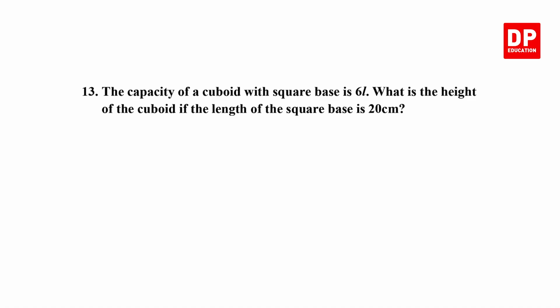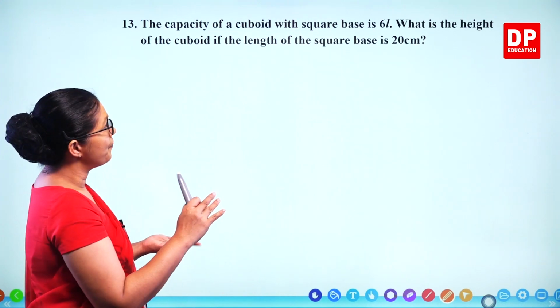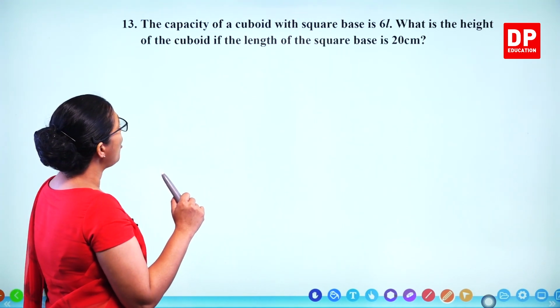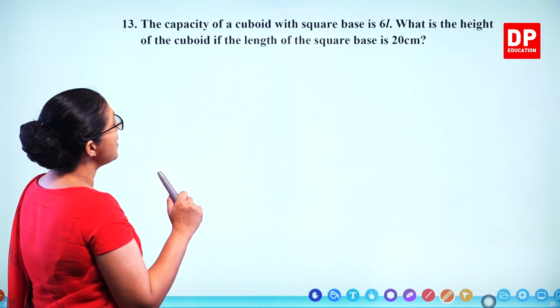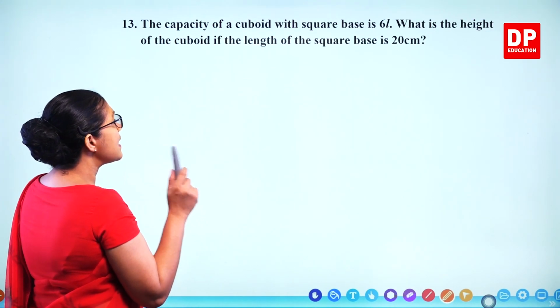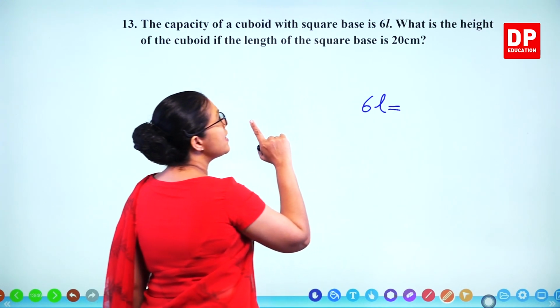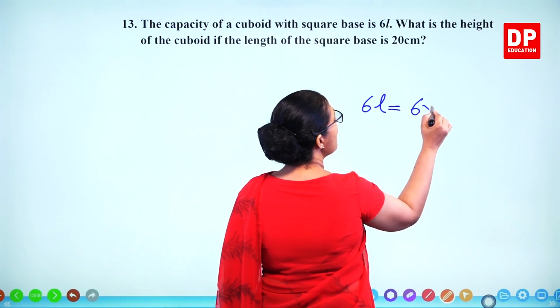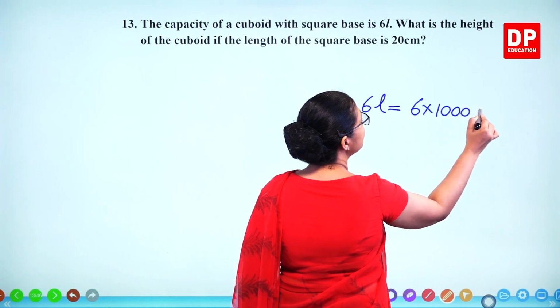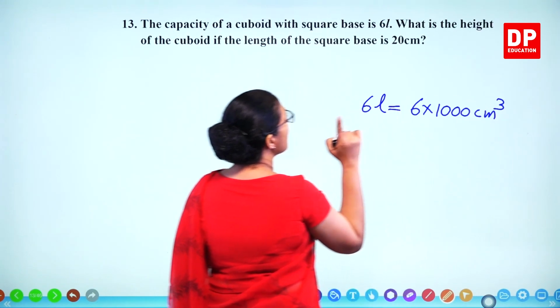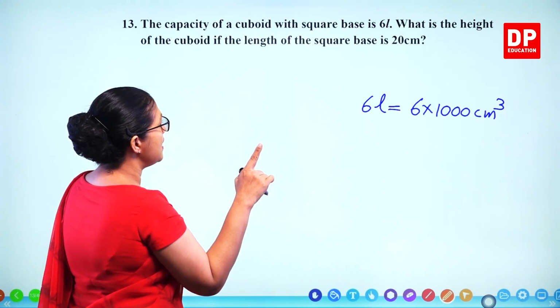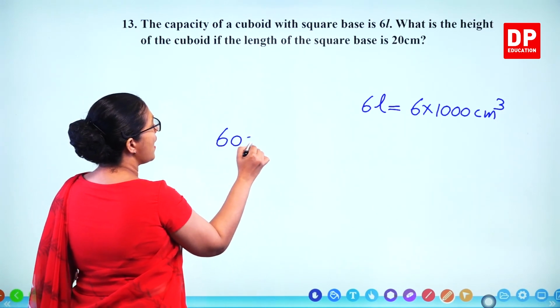Question number 13. The capacity of a cuboid with square base is 6 liters. Capacity means when you fill this fully. What is the height of the cuboid if the length of the square base is 20? So 6 liters, convert to cubic centimeters. You can multiply by 1000. So 6000 cubic centimeters. So that's the capacity.